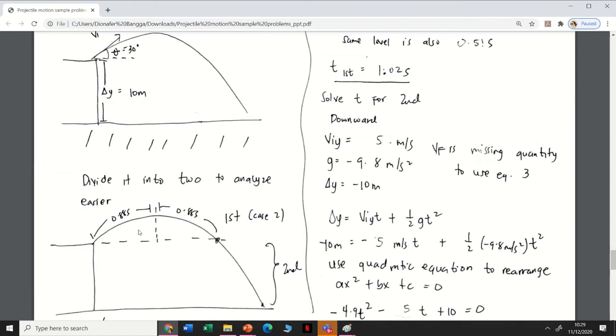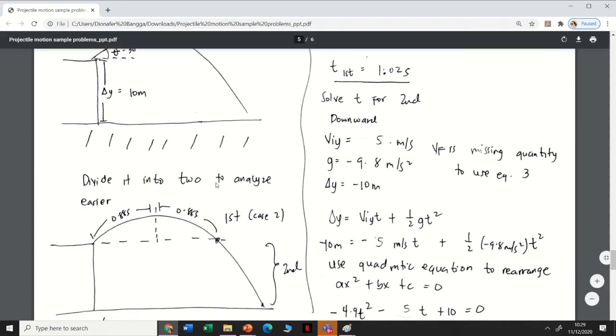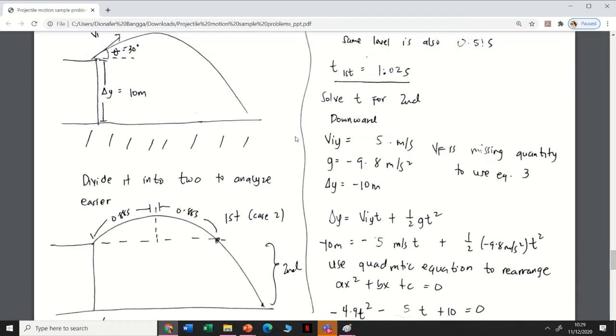So I'll just repeat. The first thing that we did in here to get the total time is we divide the trajectory of case number 3 into 2. The first part of our trajectory is that point from the start until the same level, making it a case 2 kind of projectile. So our analysis in there would be just the same as we did during the case 2 problem.